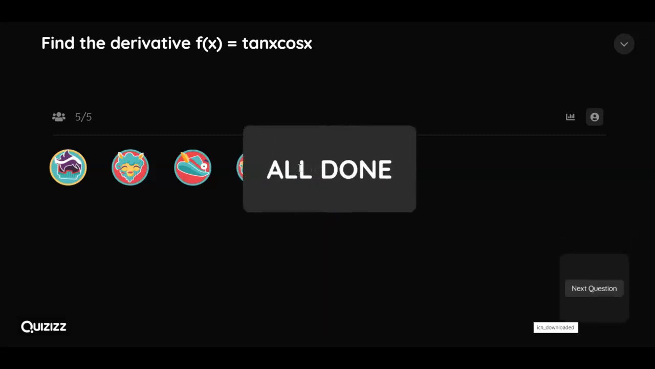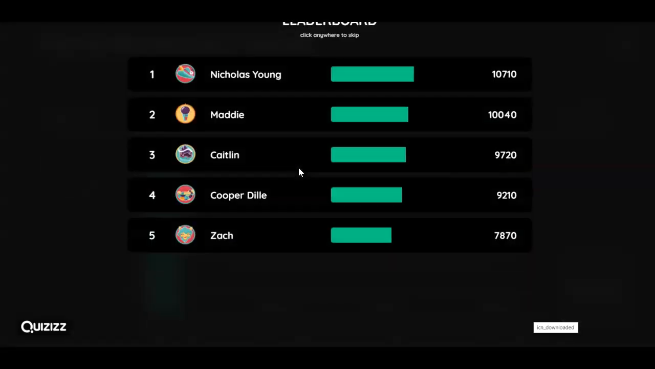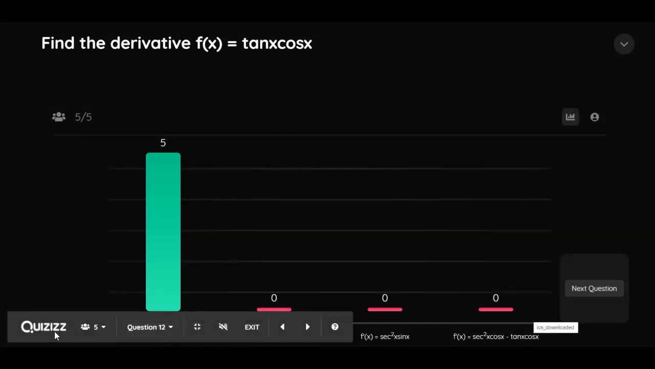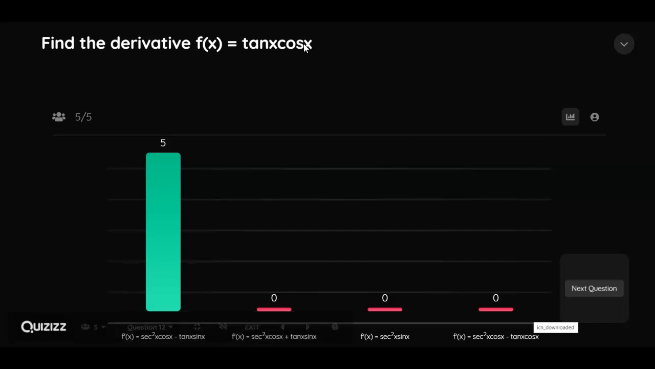Okay, so this problem was a product rule. So you had to do first times derivative of second plus second times derivative of first. So you knew you needed to have two parts when you gave your answer. So when I'm looking at those answer parts, I knew it couldn't be the answer that just had multiplying. So tangent times derivative of cosine plus cosine times derivative of tan.